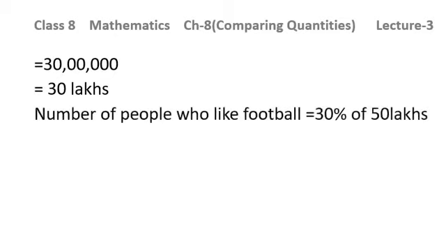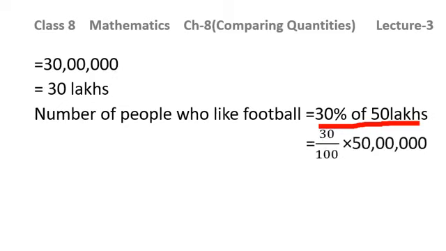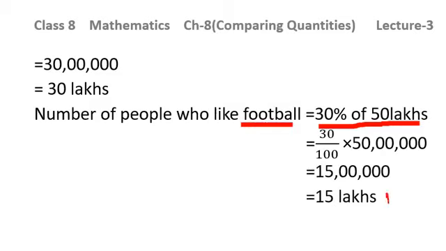Number of people who like football: this is the percentage of people given to you. So 30% of 50 lakhs will give you 30 over 100 into 50 lakhs, and it will be 15 lakhs in total. So the number of people who like football is 15 lakhs.